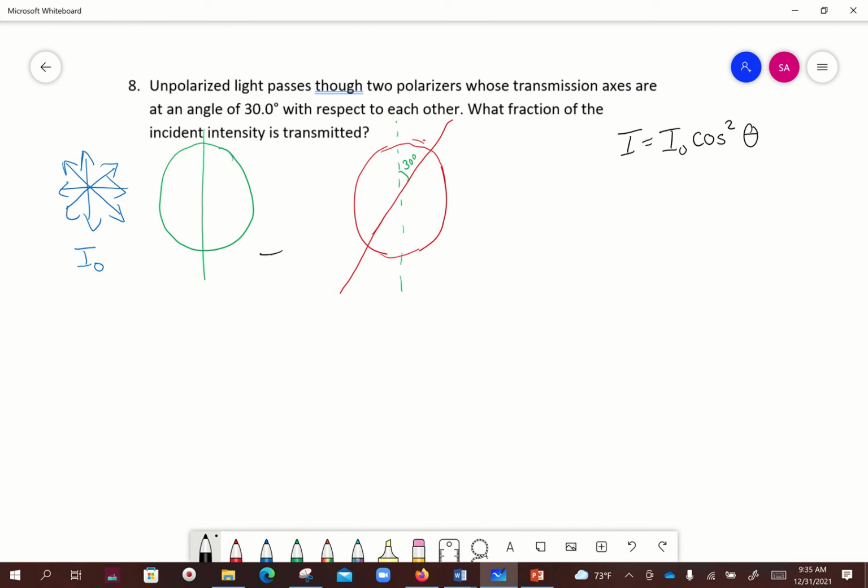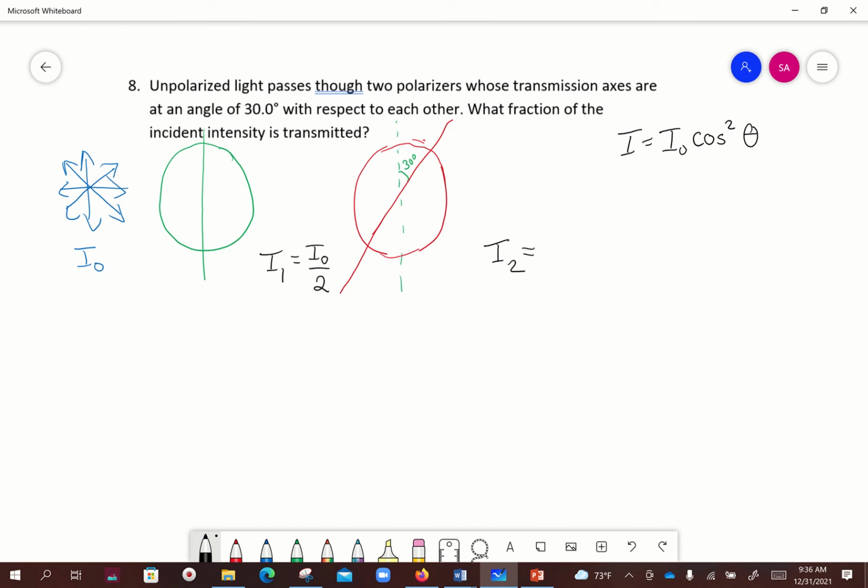So we've got polarizer 1, polarizer 2. Each of them we're going to cut down on the intensity of light. So unpolarized going through a polarizer, what happens is you just drop half of the light. So we're going to go down from an intensity of I0, whatever it is, to an intensity of I0 over 2.